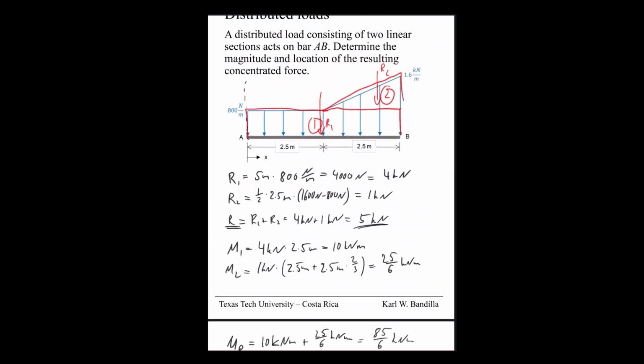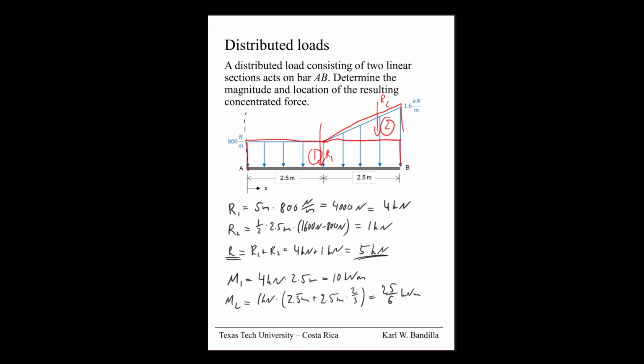So maybe we can just sketch that in here. Maybe we'll take green. So 2.8 would be just somewhere slightly past 2.5. We'd know this one would be R equal to 5 kilonewtons, and this distance would be 2.833 meters. And with that, we've taken this distributed load and created a concentrated load and found its location.